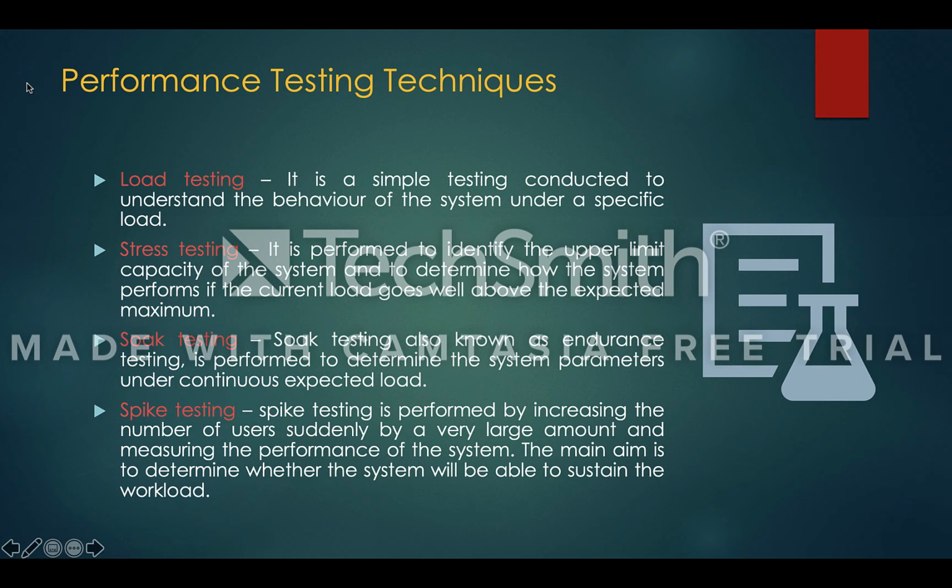Spike testing is performed by suddenly increasing the number of users to a very large amount and then measuring the performance. Say 100 users are using the application and the servers are supporting it at the back end. All of a sudden they raise the users from 100 to 200 and check if there is a variation in the performance when there is a sudden hike while customers are using the product.